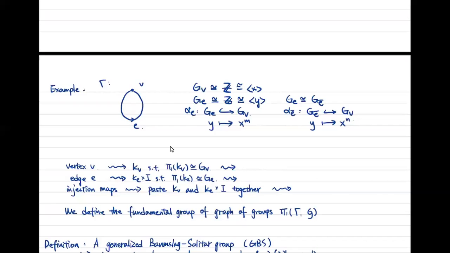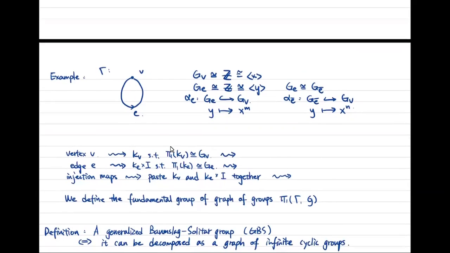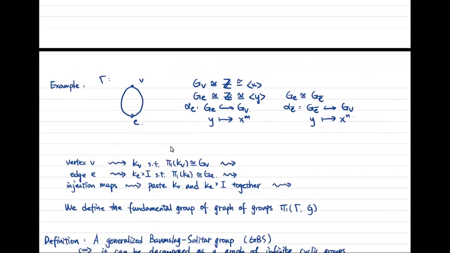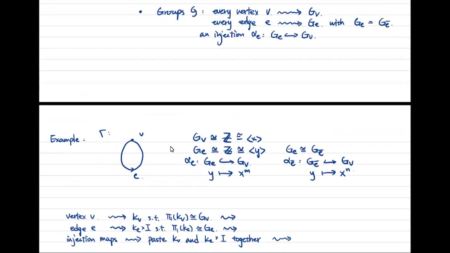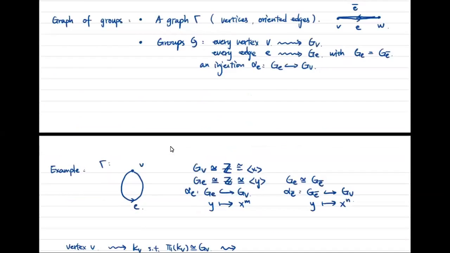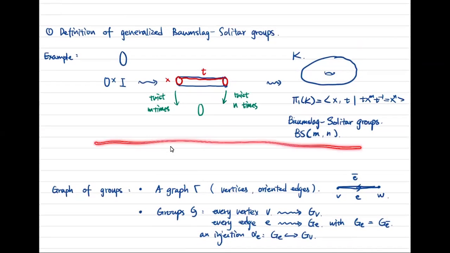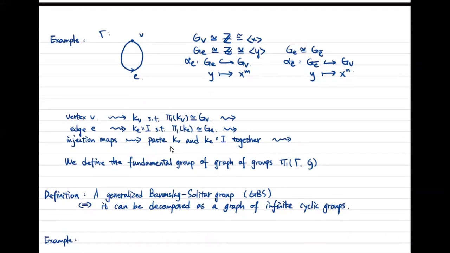So this is actually a valid graph of groups structure here, because we have our graph and we have a system of groups and injection maps. The reason this graph of groups structure is very important is that if you look at our example here, this graph of groups structure can be realized by this example here.